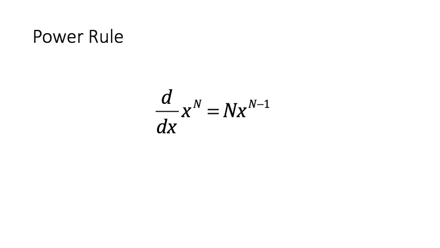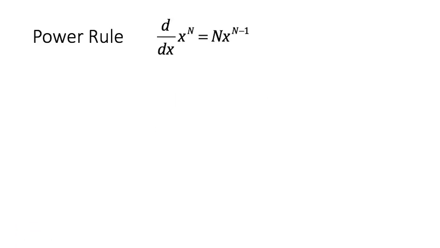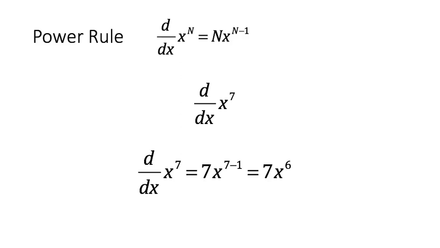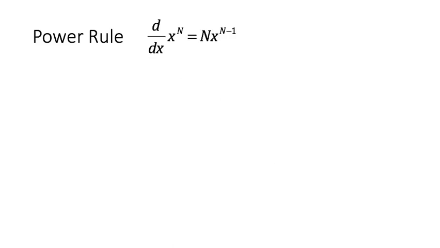The power rule. The derivative of x to the n power is n times x to the n minus 1. This will enable us to take derivatives of polynomials and polynomial-like functions. So there's our power rule. We want to take the derivative of x to the 7th. So n is 7, and minus 1 would be 6. So that would be 7x to the 7 minus 1, or 7x to the 6th. So there's our power rule for that expression.